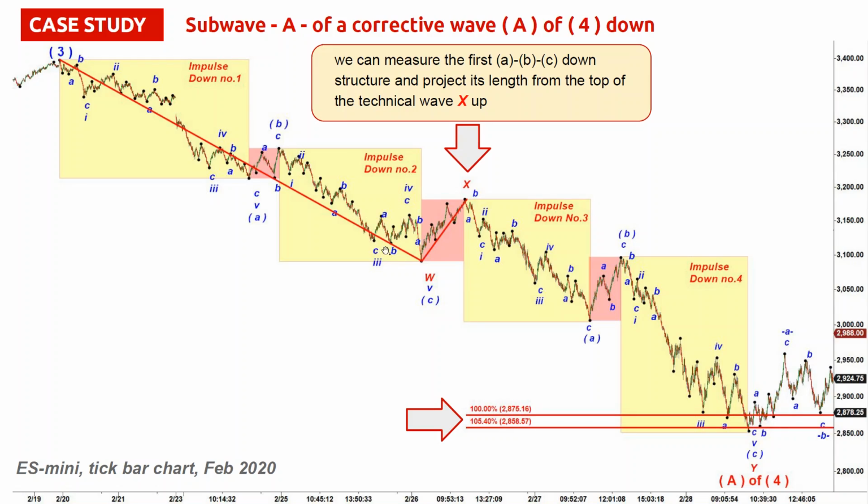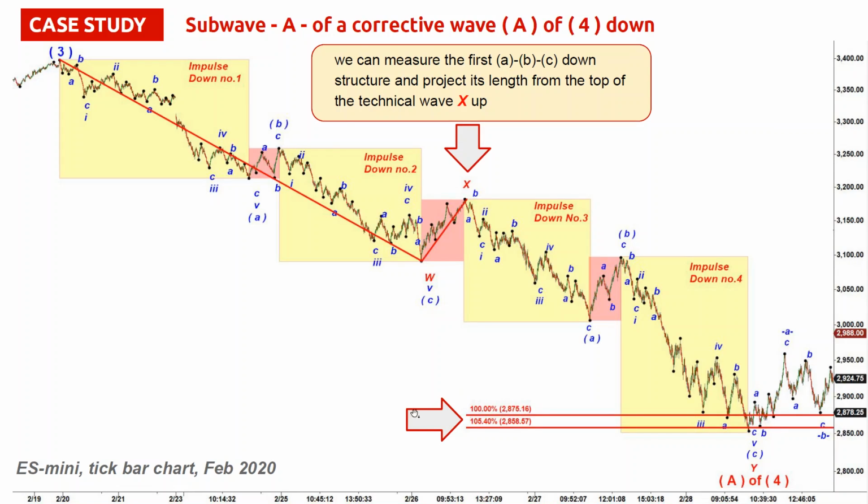We could measure the first move down in WX, that is the first ABC. We projected from the top of the corrective wave X up. We add 100%, 105.4%, 116.4%, and 123.6%. Normally people will be watching for the 100% extension, and that would be wrong, because it's too cheesy. Everybody knows it, and that's why the market normally would slice through that and find support at lower levels. In this particular case, you can see that 105.4% almost perfectly nailed the very bottom.